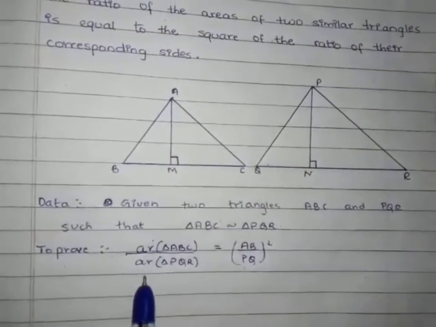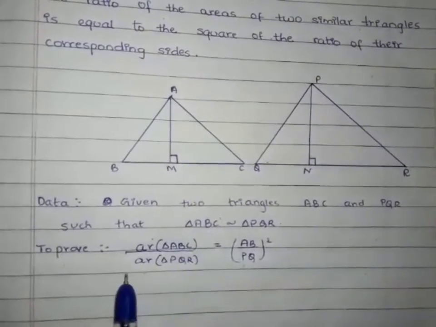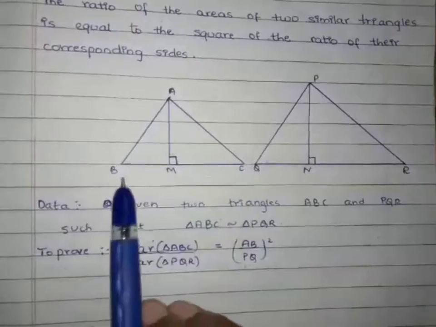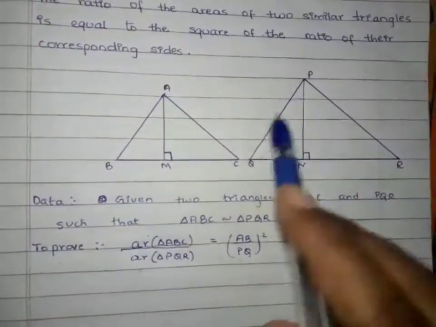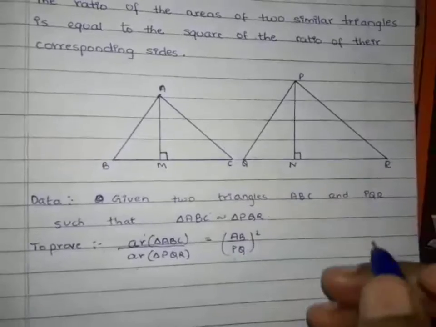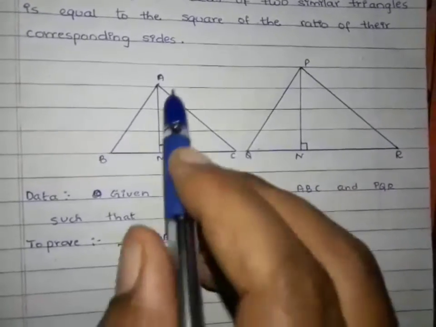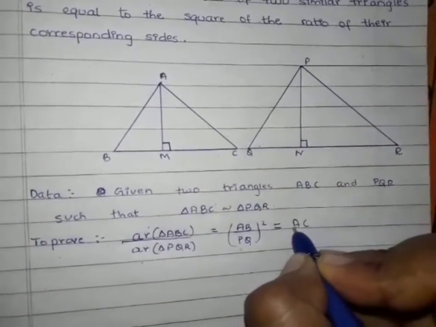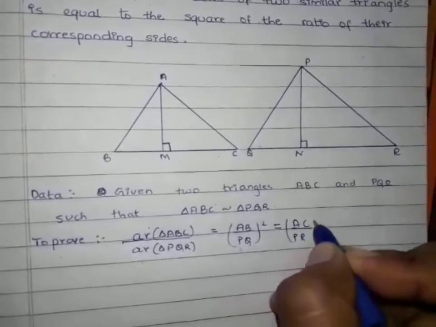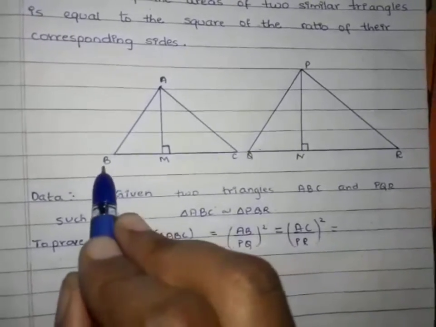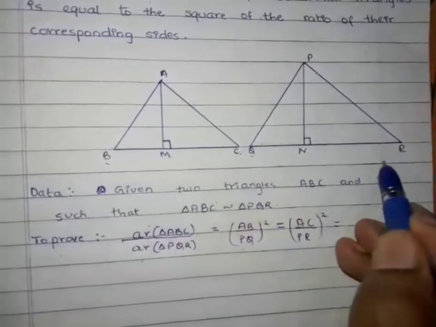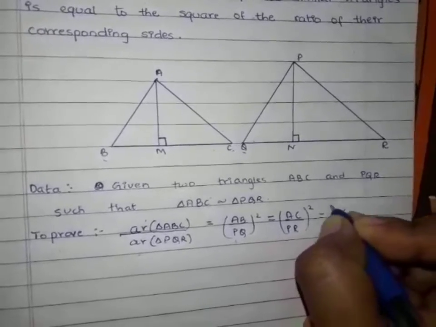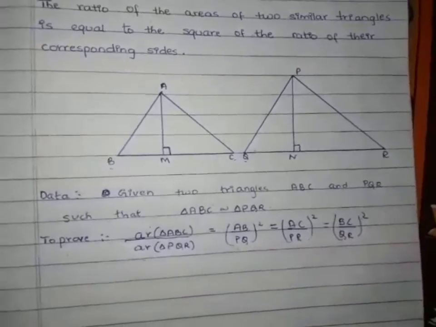So ratio of the areas of the triangle ABC and area of the triangle PQR is equal to square of the corresponding sides. Here which are the corresponding sides? AB is corresponding to PQ. So the square of the ratios of the corresponding sides, and also we can write AC is corresponding to PR. So it is also equal to AC by PR the whole square. Or else we can also write them to be equal to BC by QR the whole square. Okay. So this is what we have to prove.